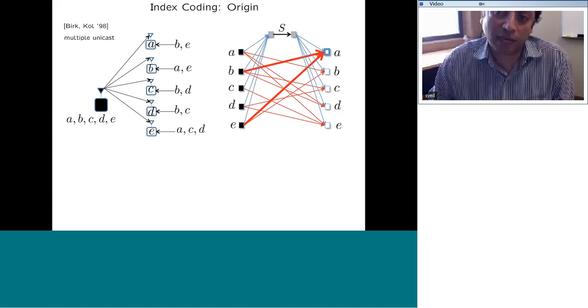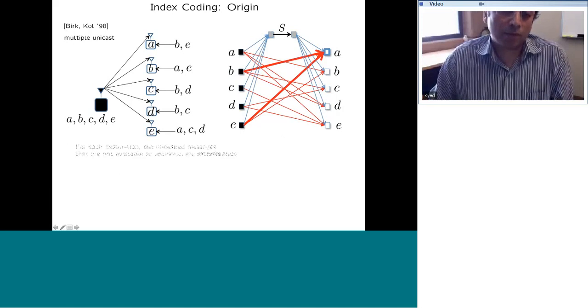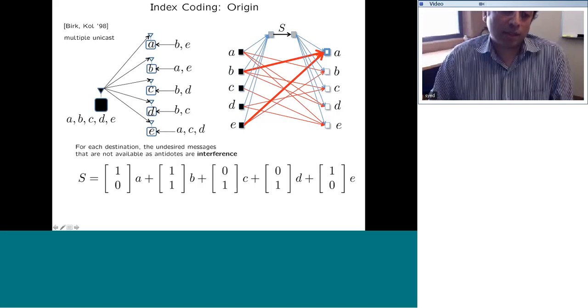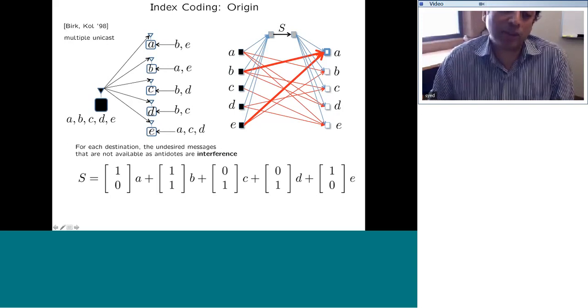So let's look at receiver A, for example. What happens here is, over the only link that has finite capacity, you will use this link twice. Over the first channel use, you're sending A plus B plus E. Over the second channel use, you're sending B plus C plus D. Okay, so that's what's being transmitted.